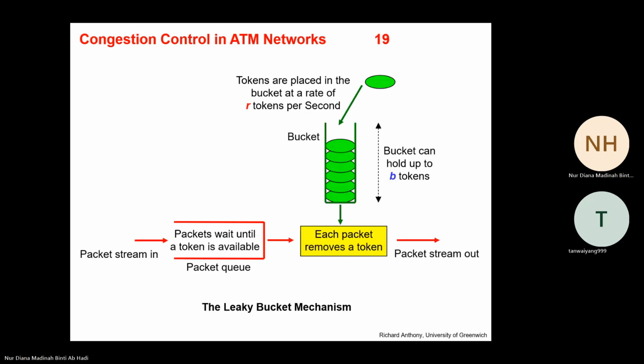Next, this is how the leaky bucket mechanism is illustrated. Packets in the stream will queue. The packets will wait until a token is available. Once a token is available, the packet will use it to remove the token. Only then will the packet be streamed out. Tokens are placed in the bucket at the rate of R tokens per second, and your bucket can hold up to B tokens.